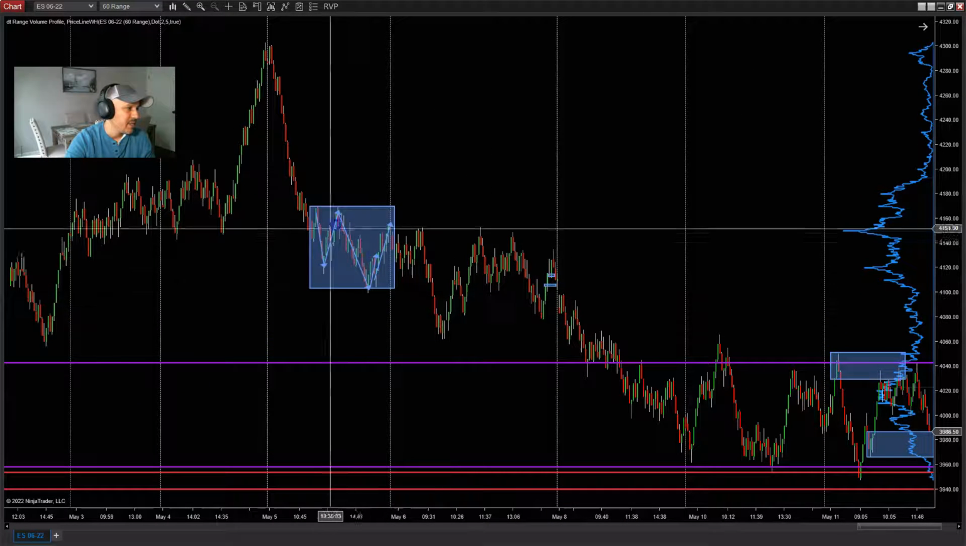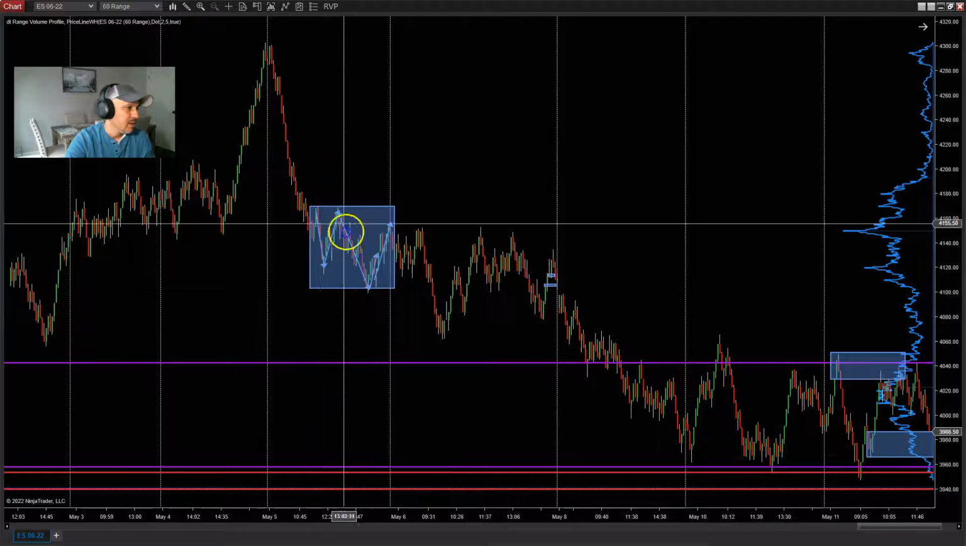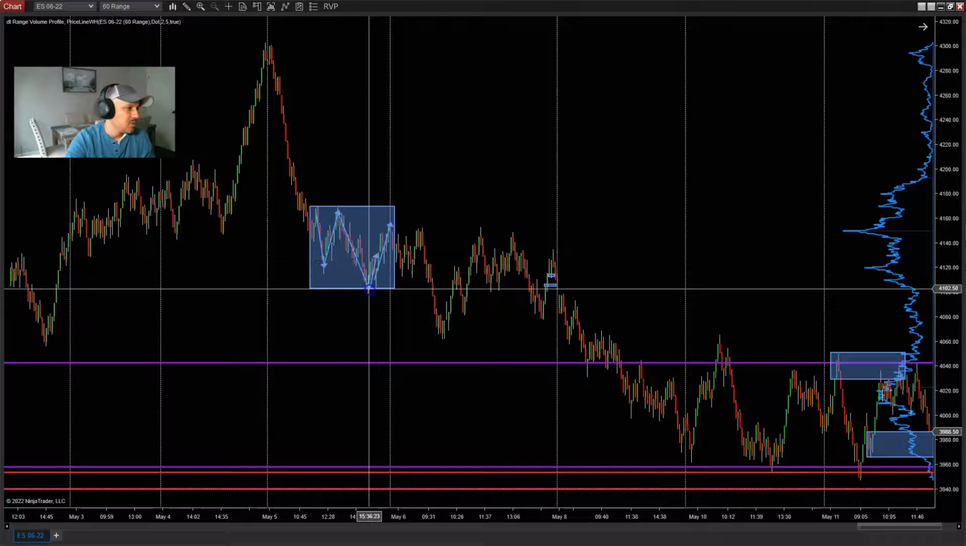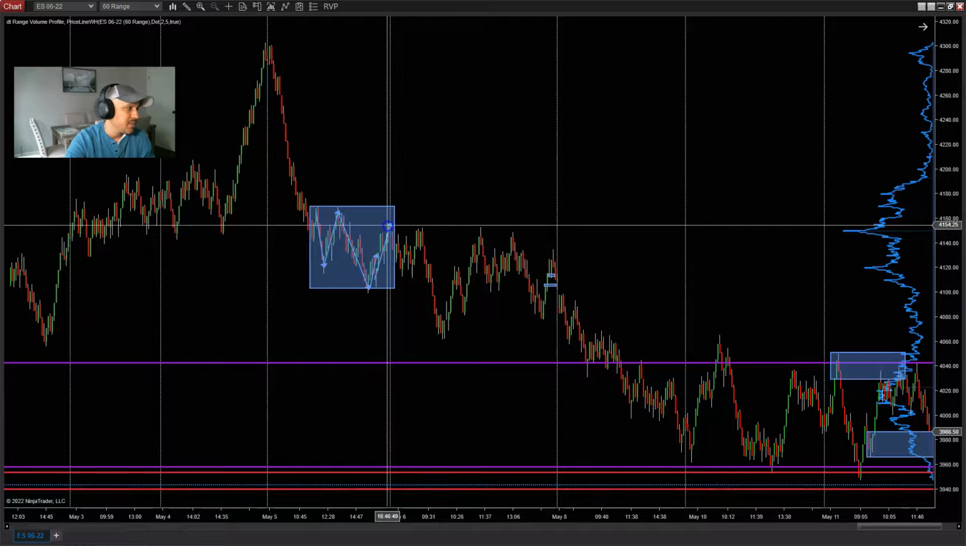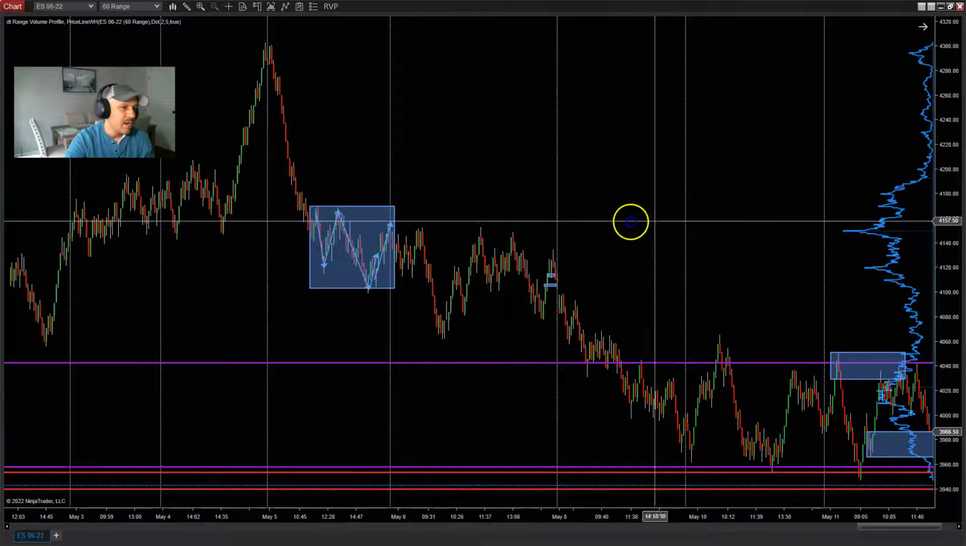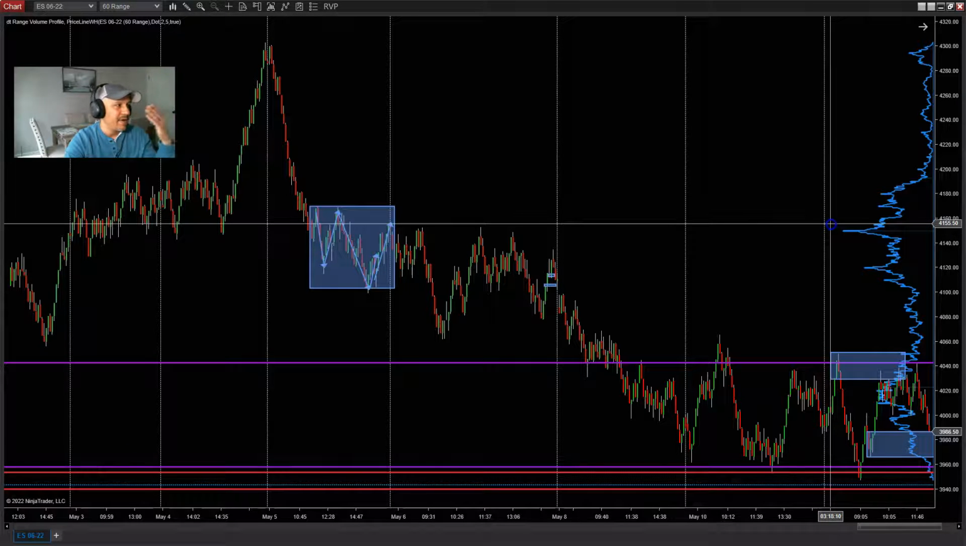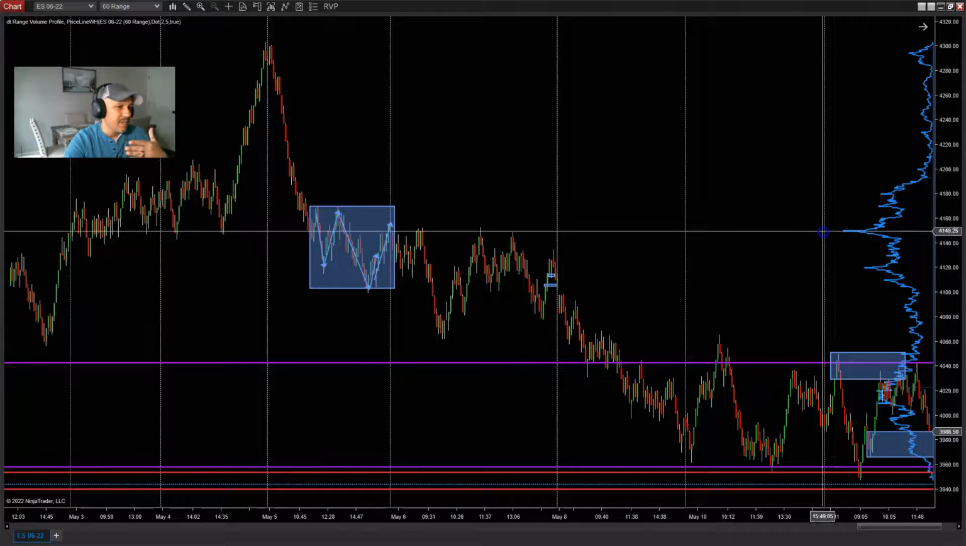Say for instance, like right here. This is why I got this rectangle right here with this movement to the downside towards the close, 3:30 on May the 5th. What happened? The market pushed back up into the close of the session. Market couldn't rally any higher. It gets above a high volume area here, right above it at the outer edge. And you guys know I like to take my shorts from the outer edge above a high volume area back to the medium and below.